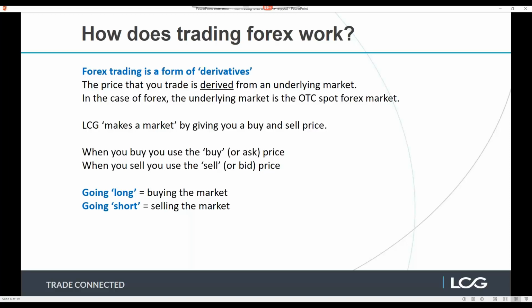So when you buy, you buy using the ask price, and when you sell, you sell using the bid price. I'm going to elaborate on that a little bit in a minute. That all relates to the spread, which is the main cost of trading Forex. And just a bit of lingo: when you're going long, you're buying the market. When you're going short, you're selling the market.